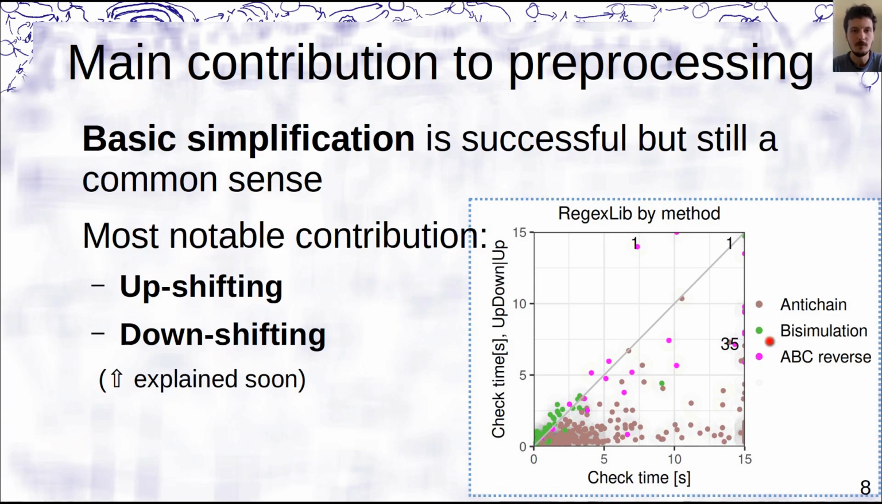So, our conclusion is that for the email filtering benchmarks, basic preprocessing plus upshifting plus anti-chain model checking is the best combination and is significantly much better than any combination without up or down shifting.